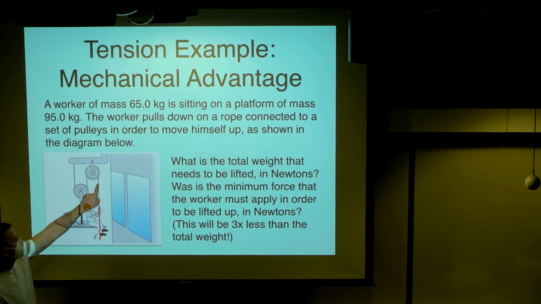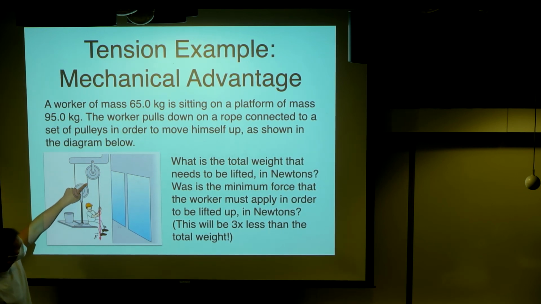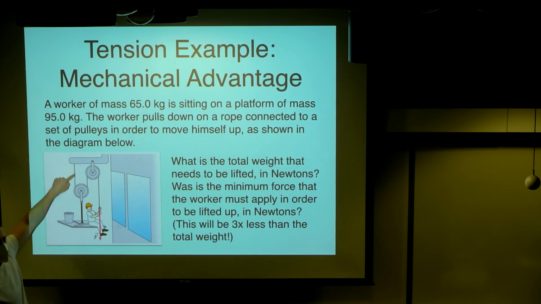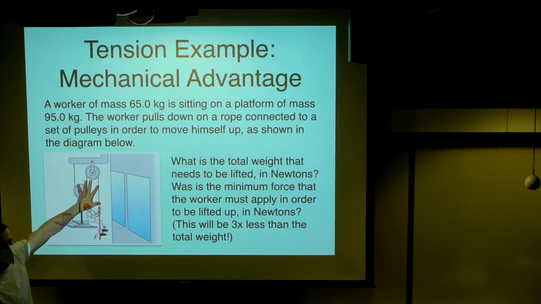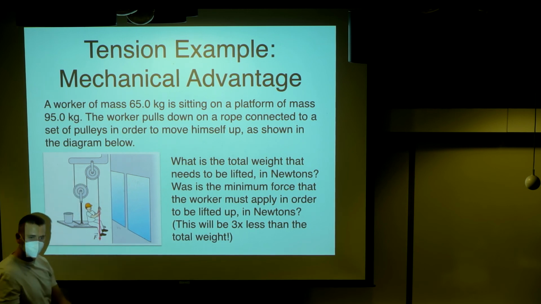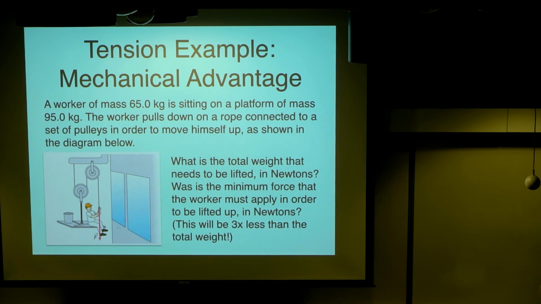So in other words, there's tension here, there's tension here, and there's tension here in all three of these upward facing segments of rope. Do we see that? And so because we have those three segments of rope all pulling up with the same amount of tension, we're amplifying the force by a factor of 3. Because we have three segments of rope here that are exerting that upward tension. And that's what the pulley is doing for us.